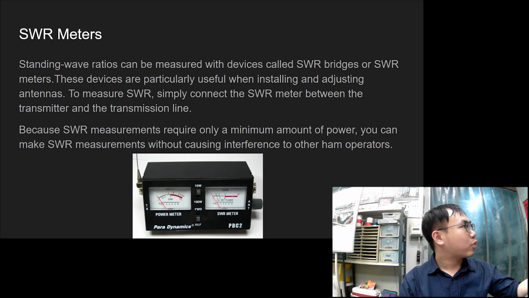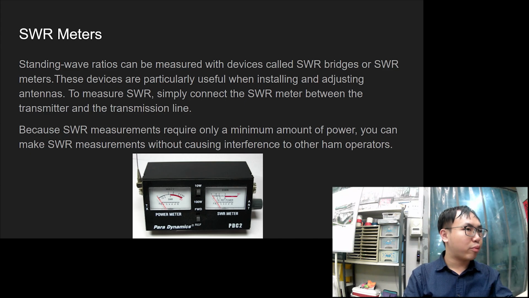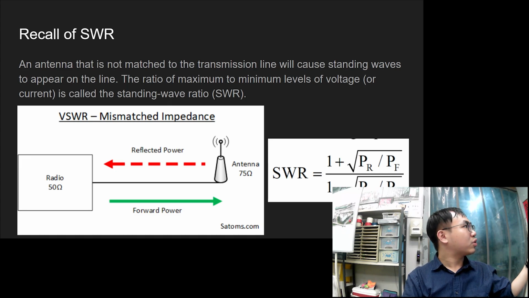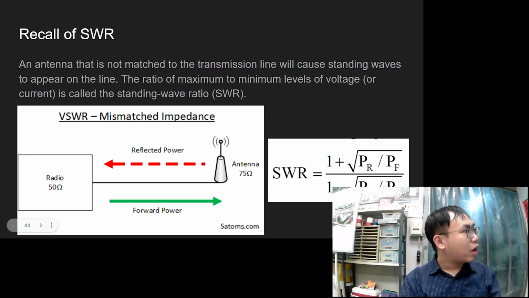And we have to talk about SWR meters. SWR meters are again one of the measuring instruments that we have talked about, but we didn't go through in detail. So still remember how we do the SWR. When we have an SWR mismatch, an impedance mismatch, we have a forward power to the antenna, and there will be a reflected power back to our RF device. And if the standing wave ratio is too large, it will risk damaging your radio, your device.